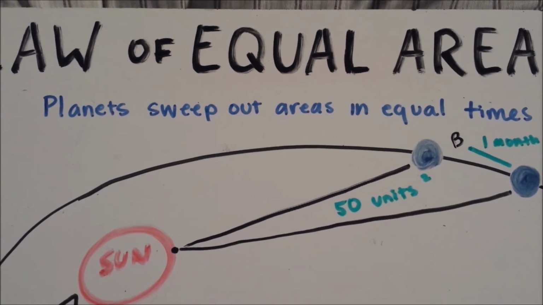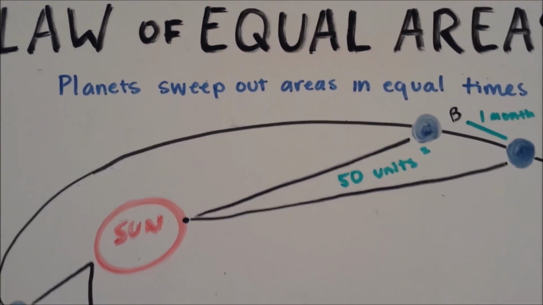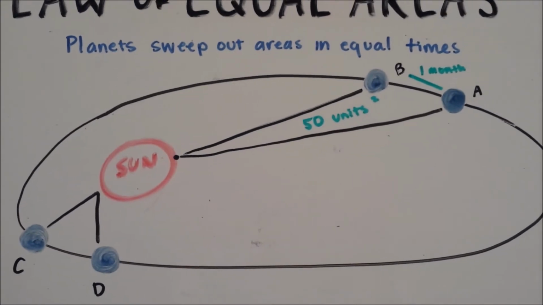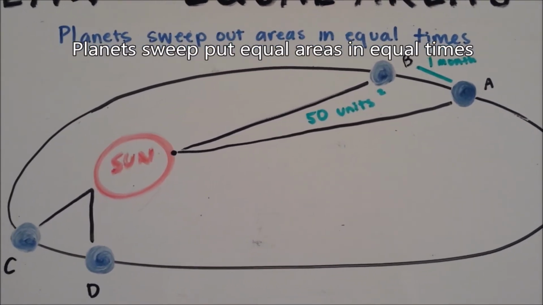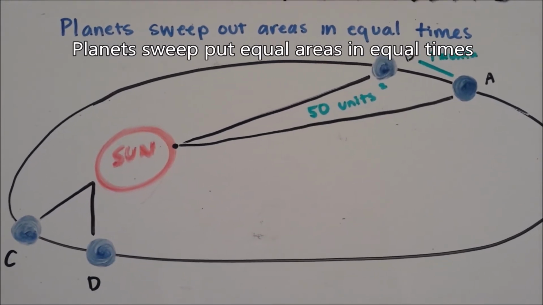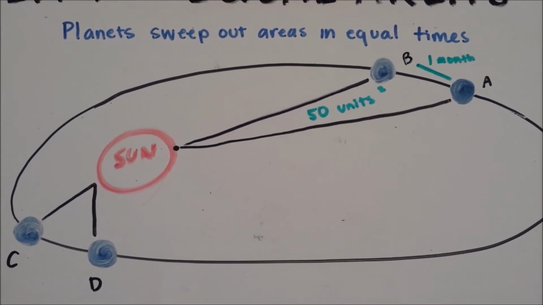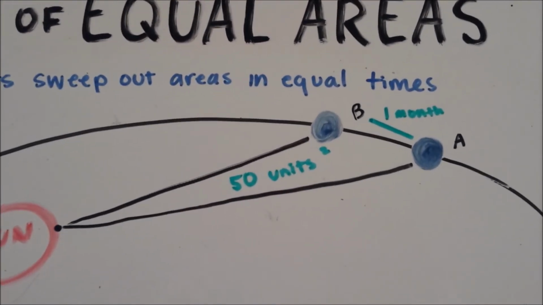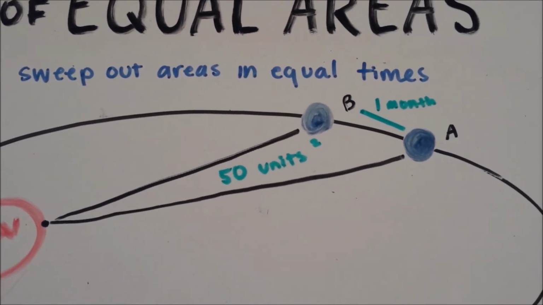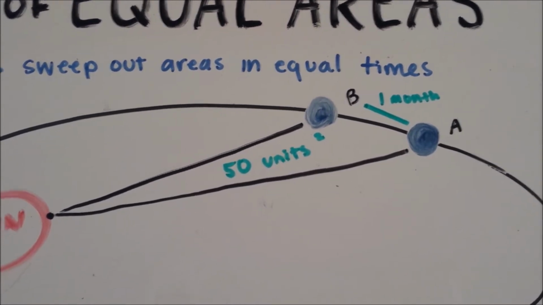This leads into the conceptual definition of the law of equal areas, which states that planets sweep out equal areas in equal times. This is very simple to understand. Here I have a diagram that I drew. As you can see, the Sun is at one of the focal points, and the unnamed planet is located in 4 points. Say it takes the planet 1 month to go from point A to point B.